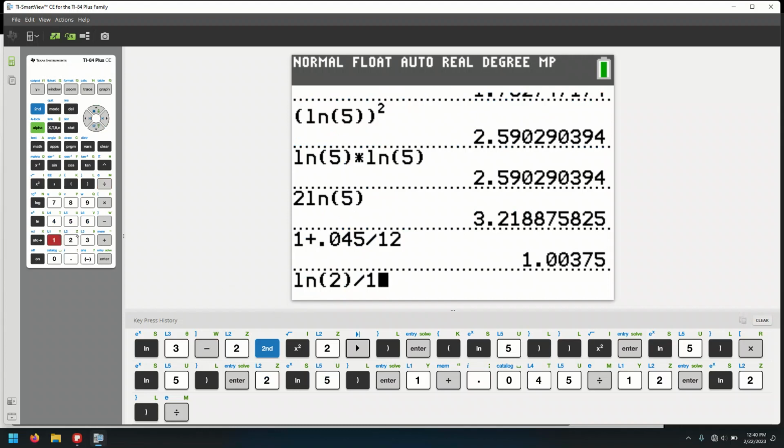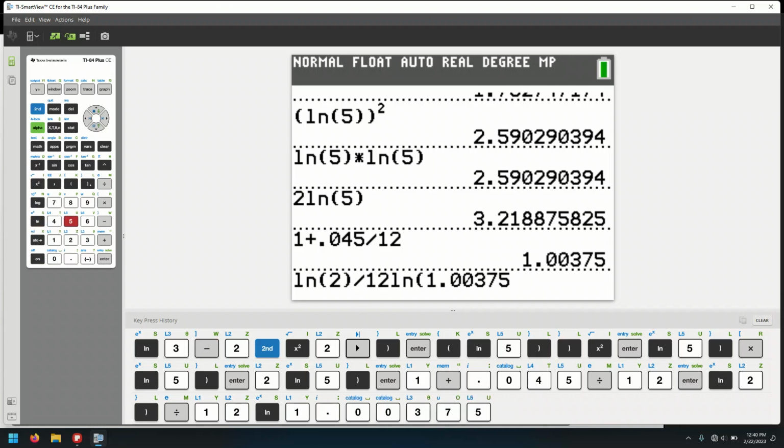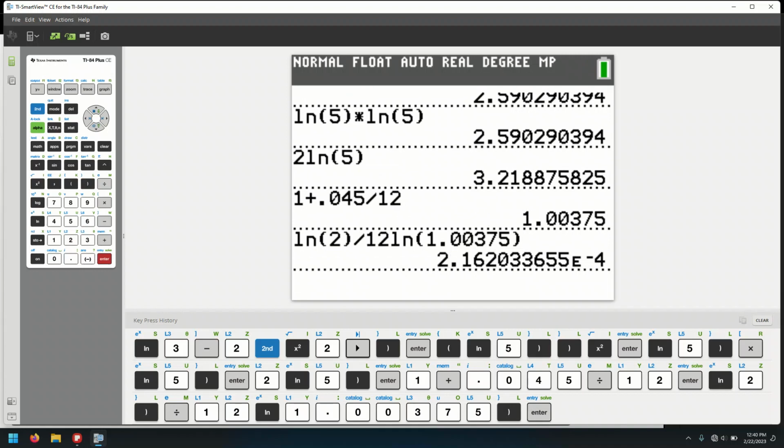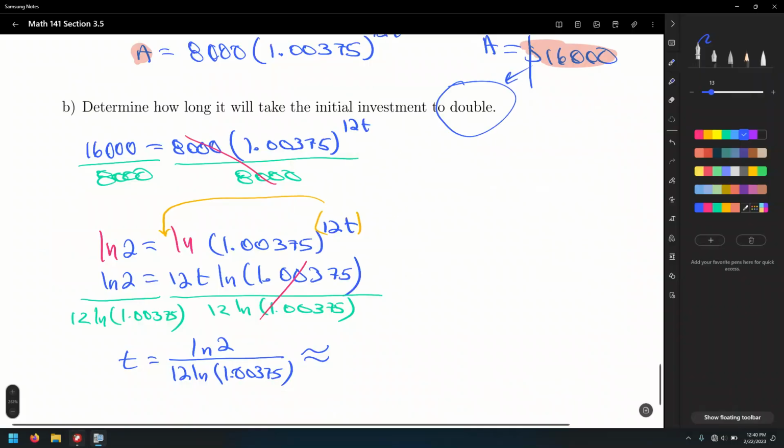12 ln of, what's that? 1.00375. But this is wrong. How can we tell this is wrong? Look at the result. Let's observe that result. That's 2.16 times 10 to the negative 4.